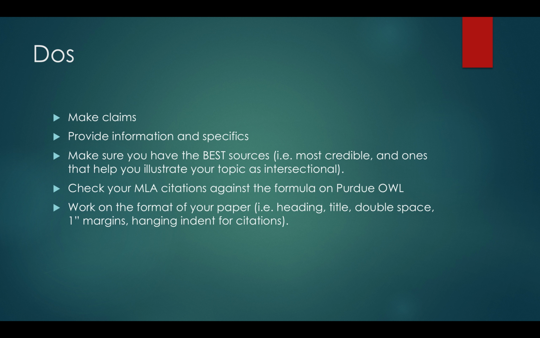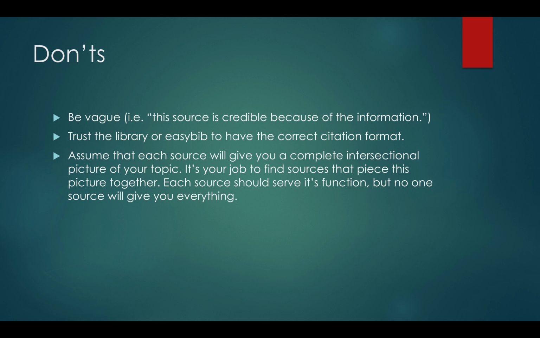I also want you to make sure that you check your MLA citations against the formula on the Purdue OWL website, and then I want you to work on the format of your paper. Heading, title, double space, 1-inch margins, hanging indent for citations. Don't be vague, right? This source is credible because of the information. Don't always trust the library or EasyBib to have the correct citation format. If you copied and pasted it from somewhere, make sure you compare that with what's listed on the MLA citation list.